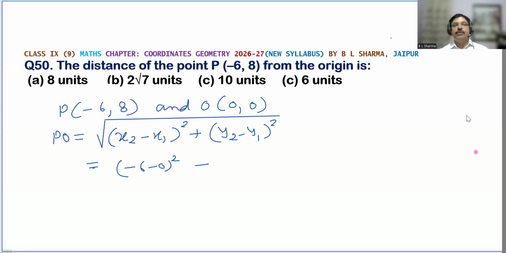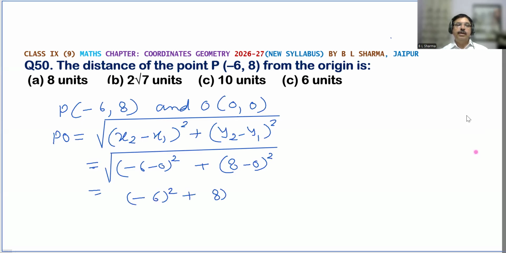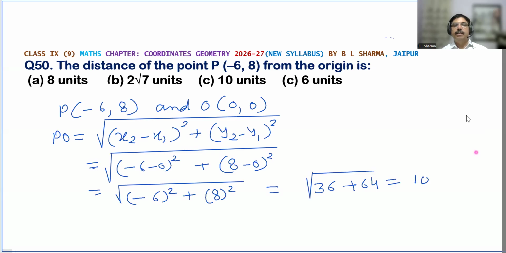x2 is minus 6 comma 0 whole square, and that is 8 minus 0 whole square, take its square root, that is minus 6 whole square plus 8 whole square, that is 36 plus 64, that is square root of 100, 10. So the distance is 10 units.